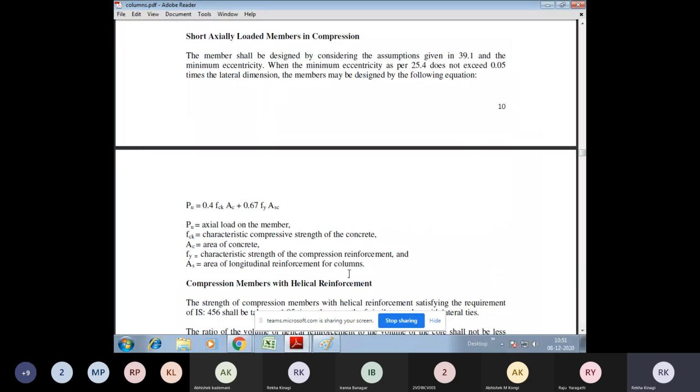And at the codal provision, I feel you should have a soft copy at least of IS SP16. If not, I'll be posting it in the group, soft copy of SP16. Please keep one copy of SP16 along with you.